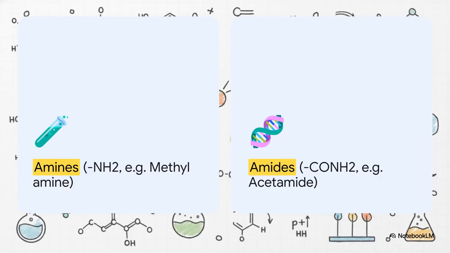Moving over to the nitrogen families, you just need to contrast amines with amides. An amine has a basic amino group, which is an NH2 attached to an alkyl chain. Think methylamine. But if you take that exact same NH2 group and stick it directly onto a carbonyl carbon, well, you've just created a totally different functional group called an amide, like acetamide. Honestly, catching these tiny structural nuances is exactly how you ace these exams.